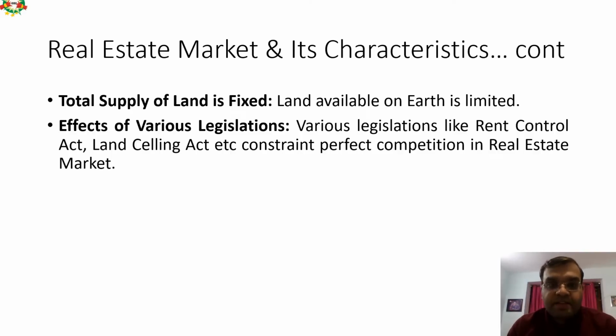Now next is real estate market and characteristic. Last two characteristics. Total supply of land is fixed. So land available on earth is limited. So it is a scarce commodity. Effects of various legislation. Various legislations like Rent Control Act, Land Ceiling Act, etc. constrain perfect competition in the real estate market. So there are a number of laws and legislations which are applicable on properties, which cause avoidance of perfect competition in the real estate market.